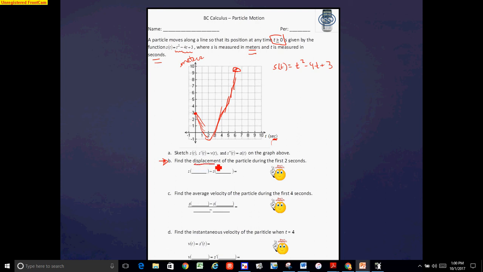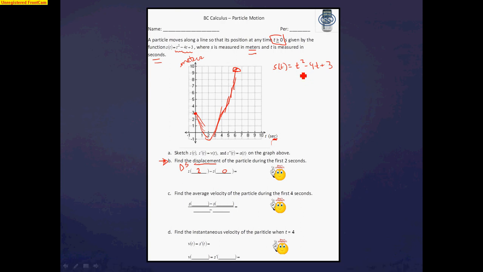Find the displacement, right? That's the change in position. So s of 2 minus s of 0. S of 2, plug in 2: 2 squared minus 4 times 2 plus 3, and I get negative 1, minus s of 0, which is 3, which is negative 4. Don't forget units.